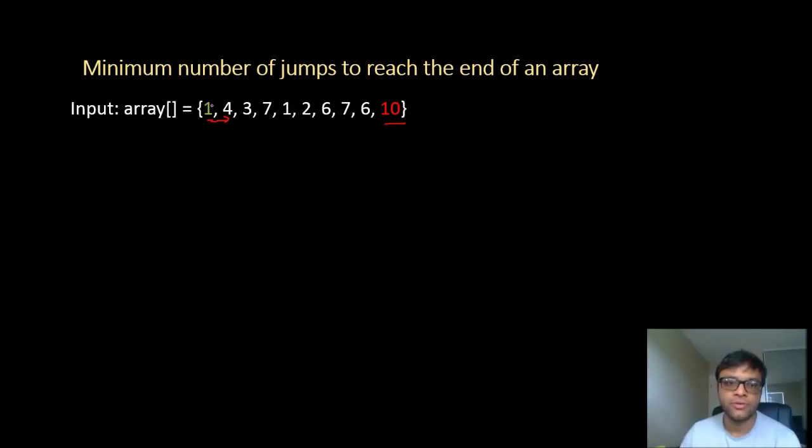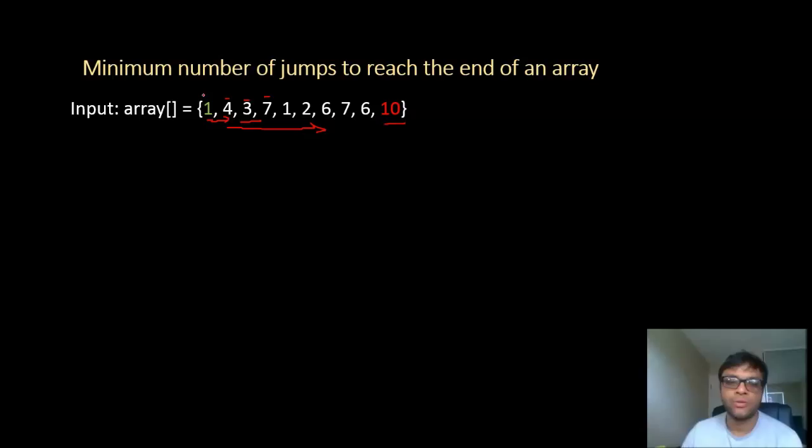For example, from 1, you can take only one jump. From 4, you can take 4 jumps. So you have 4 options from this location to jump to. You can jump to 3, 7, 1 or 2. From 3 you can jump to 7, 1 or 2. So that way you have to figure out a path to reach the end, and you want to take only the minimum number of jumps.